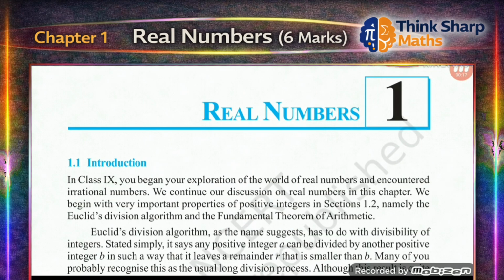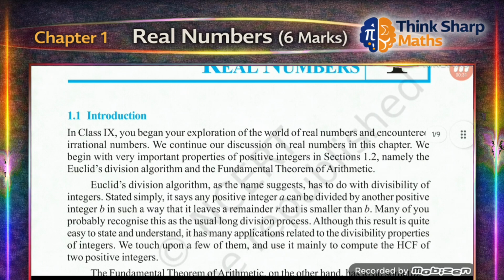One quick recap, students, of what we have covered till now. We started real numbers from the introduction, and then we saw what we studied in class 9. From there we recapped, and then we saw the two important topics which we are going to cover in this chapter: Euclid division algorithm and the fundamental theorem of arithmetic. Then we saw the Euclid division algorithm formula, which is a equals bq plus r, where r has to be less than b and greater than or equal to 0.